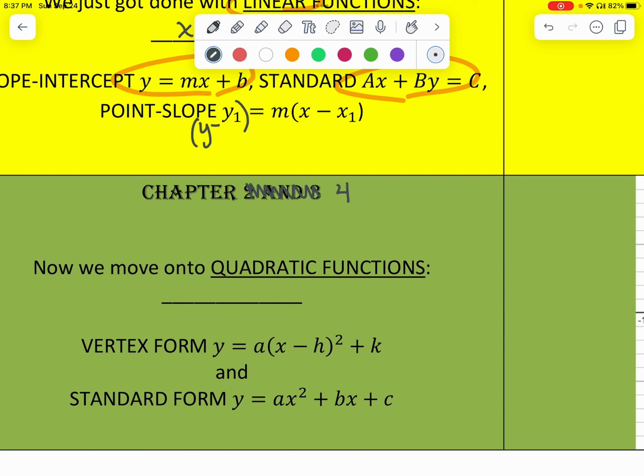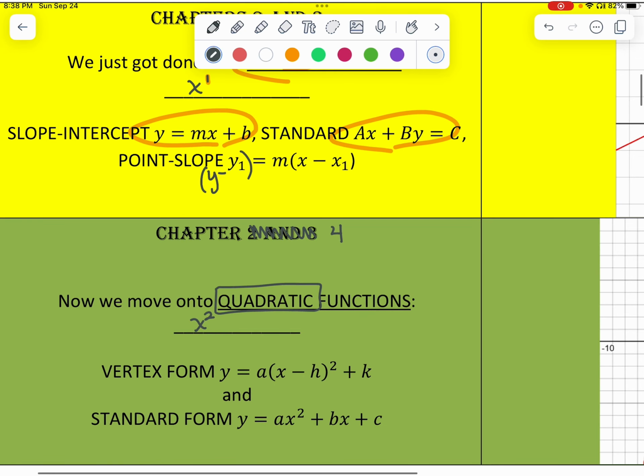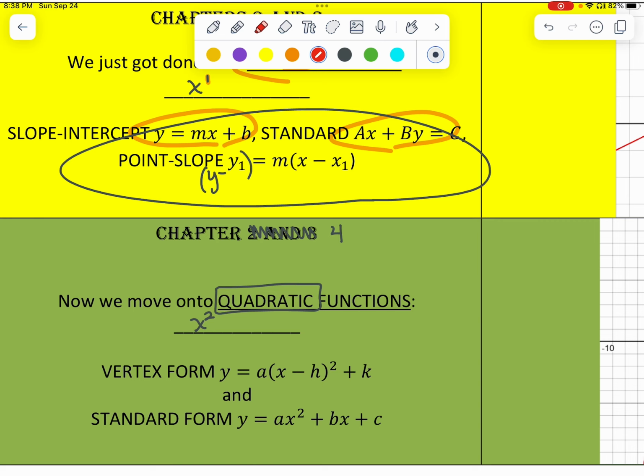We're going to move into quadratic functions. Now, quadratic functions are functions that have x to the second power, or maybe a different variable. It might be r to the second power, but the highest degree is going to be a degree of 2. All right. There are 2 types of forms that we're going to talk about. Like you can see up here, we have 3 types of forms, right? And you were hopefully very familiar with those 3. We're going to move into vertex form today, and we'll talk about standard form in the next lesson.